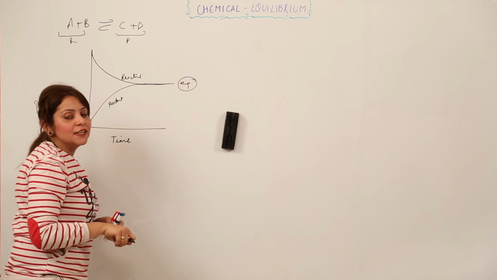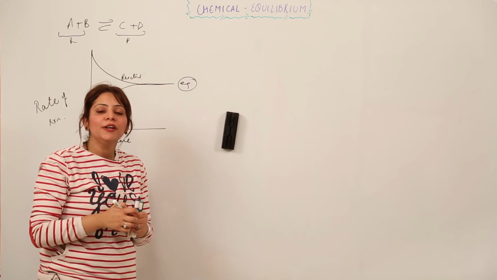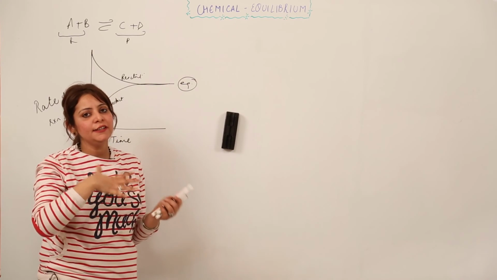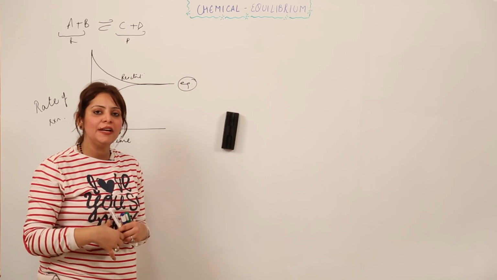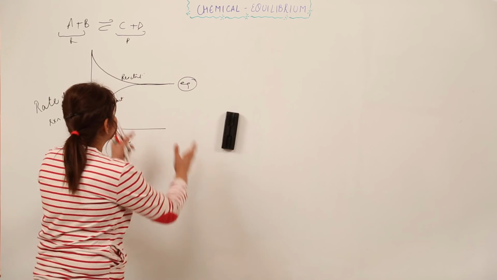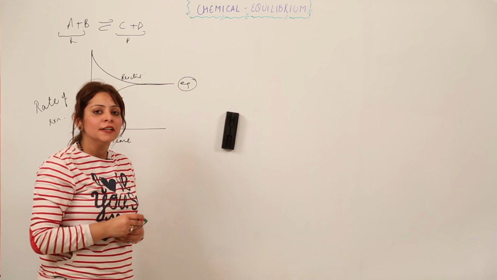That means the rate at which the reactant is getting converted into the product and the rate at which the product is converting back into the reactant are the same. So this is how you're going to explain it with the graph, right?